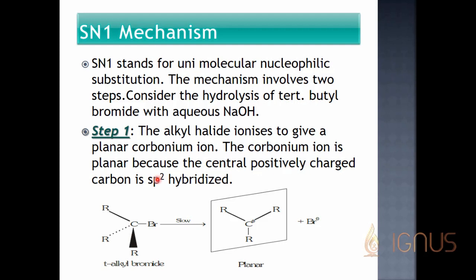This carbocation is planar because the central carbon is sp2 hybridized. In the first step, the alkyl halide gives a planar carbocation. Here the central carbon is sp2 hybridized, hence this molecule is planar. Write down the first step: it is the formation of a planar carbocation.